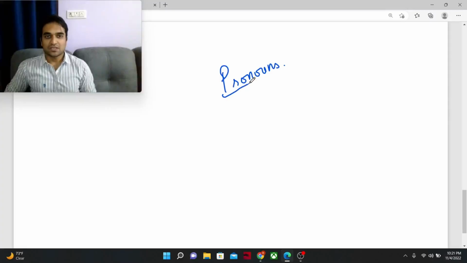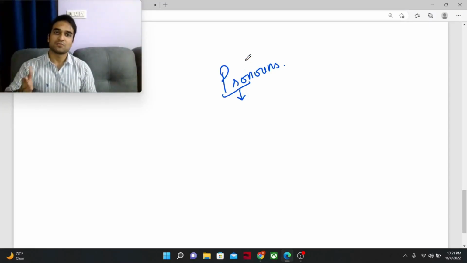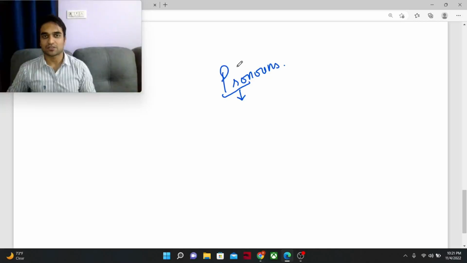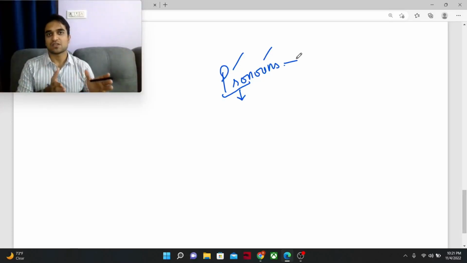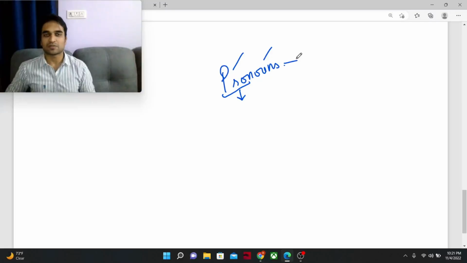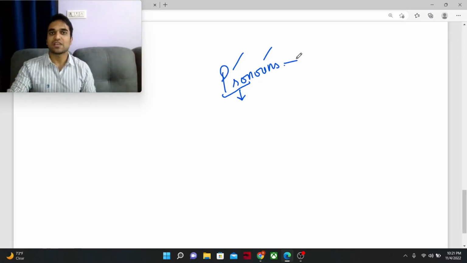As you can see, it begins with the prefix pro. Pro means in favor of something. You have pro Congress, pro Aam Aadmi Party, pro BJP, which means in favor of those. Similarly, if you look at this word, it says pronouns, and thus goes the definition: the words that are used in favor of nouns or in place of nouns. For example, he, she, it, they, my, mine, myself, etc.